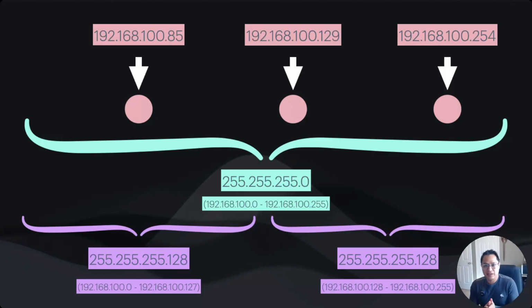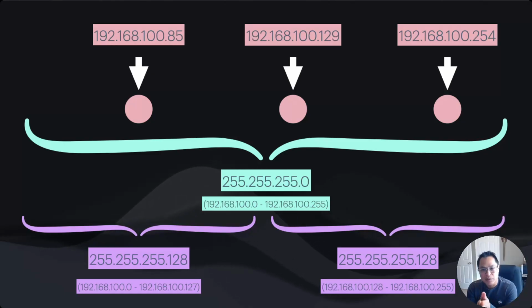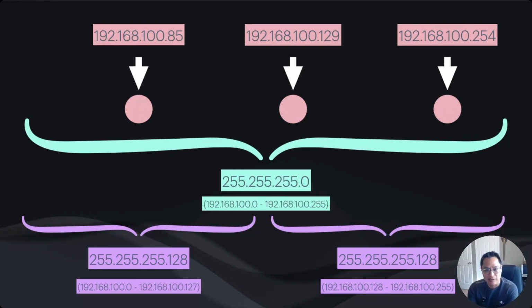So let's look into another example. We have our 192.168.100.85. Well, if we use that 255.255.255.0, then that means that these other IP addresses are also on that same network. So 129 and 254. These can all basically access each other as long as they're connected. Everything else is good. They belong in the same network. They can communicate with each other without involving any kind of layer 3 routing.